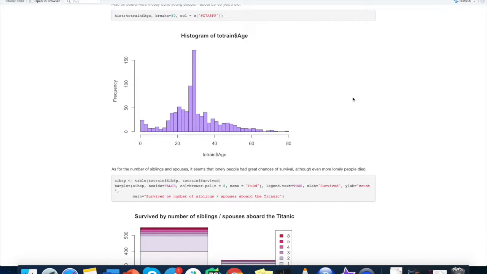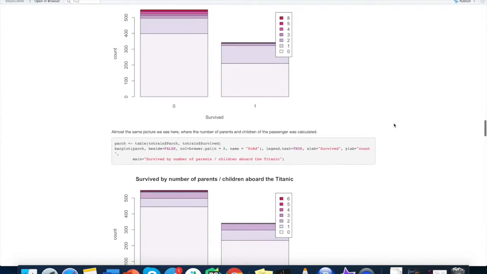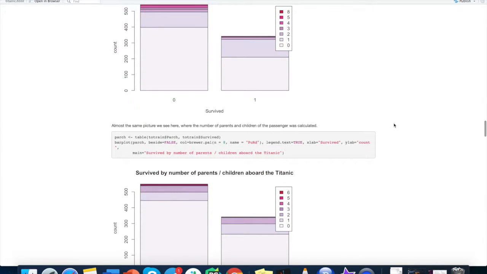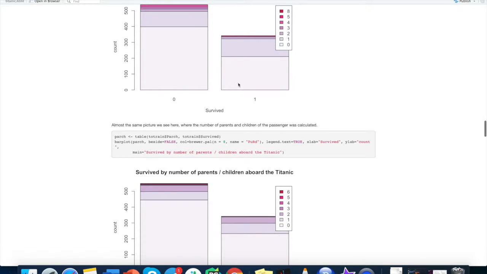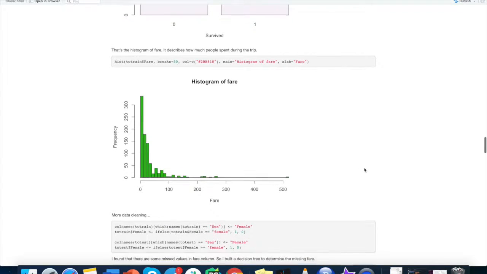Here is the histogram of age. As you can see, there were many young passengers and the mode is 28 years. Here is a plot of survivors according to the number of siblings, spouses, and parents and children. At first sight, I can't say that there is a big difference whether you were lonely aboard the Titanic or not. For example, there are many lonely people that survived and did not survive, so I don't think that's a very important variable, and I will check it later. And also I think that the histogram of the variable of how much each passenger spent aboard the Titanic is not important. I will also check this later.